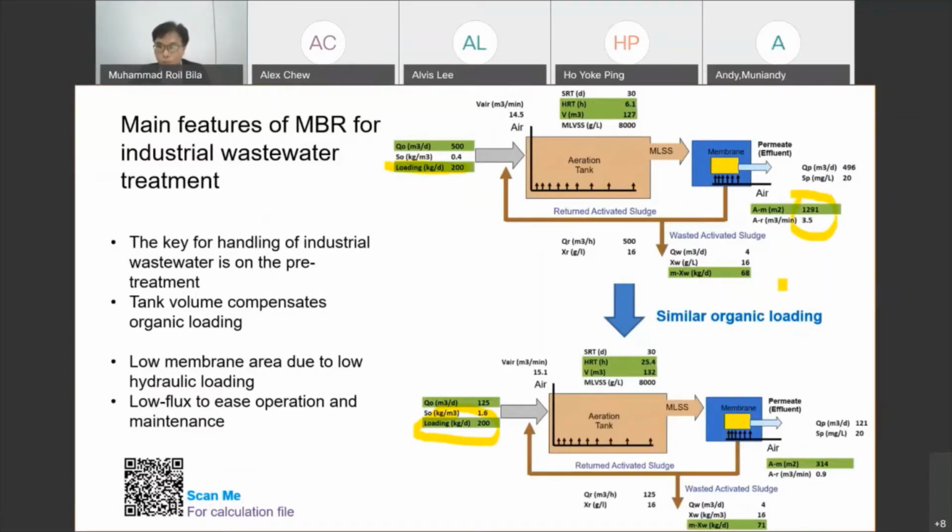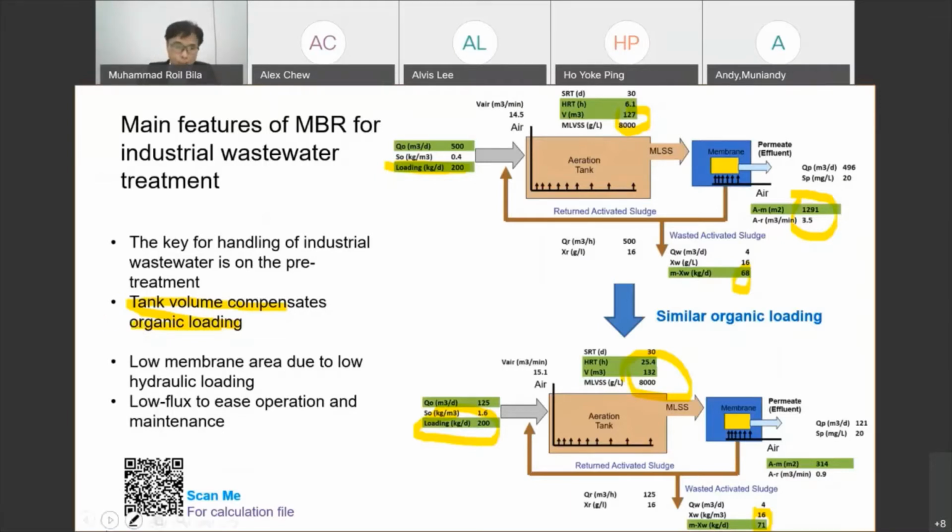You'll probably produce the same amount of sludge. You see here about the same volume of the reactor. Basically, the volume of the reactor is to compensate the organic loading. So if you have two different wastewaters with different concentrations, but in the end they have the same loading, then you'll have about the same volume of the tank and about the same amount of excess sludge production.